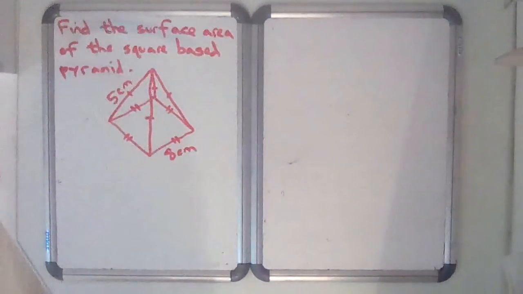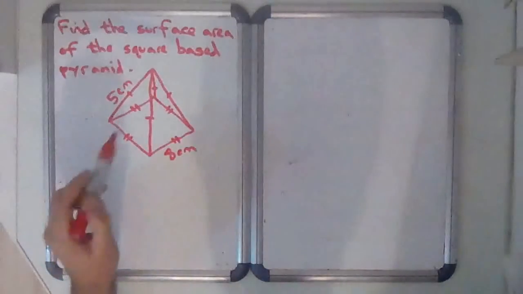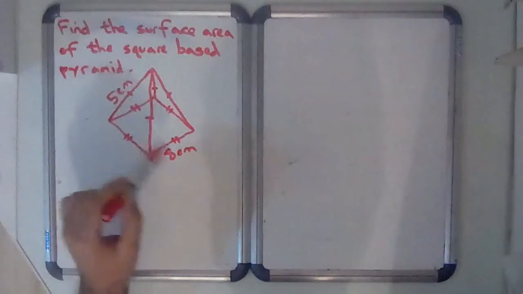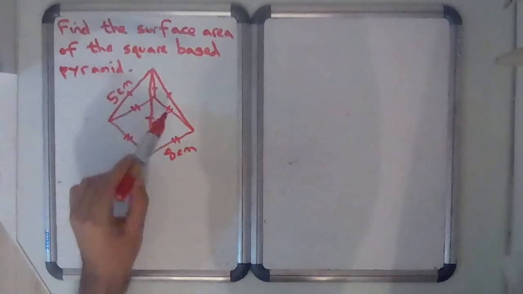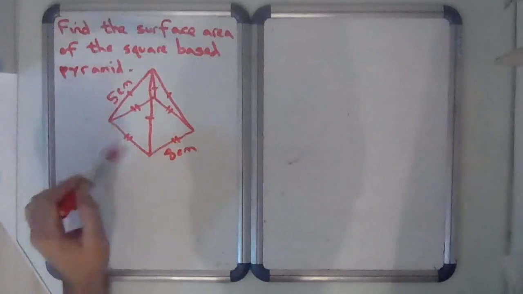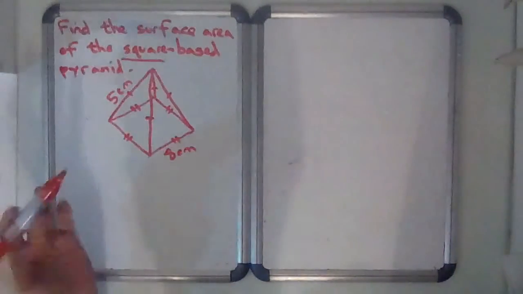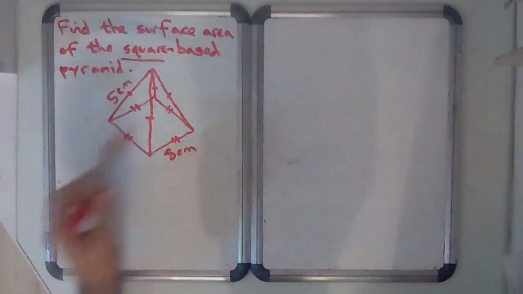Okay, here we need to find the surface area of the square-based pyramid. So you can see this has a side length 8 here, and you can see these markings tell you that all of these are 8, which, also the fact that it's a square-based pyramid, tells you that all of these sides have to be the same length.